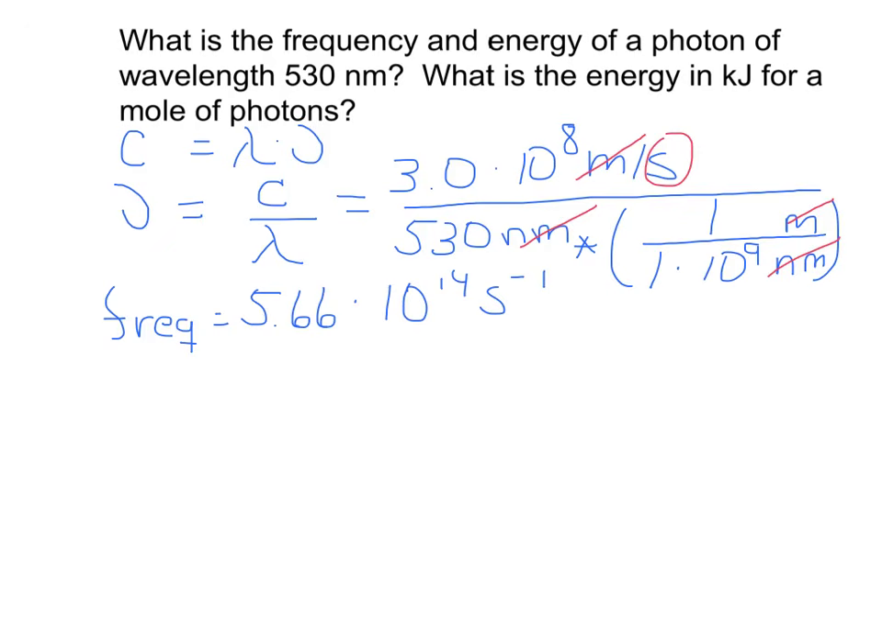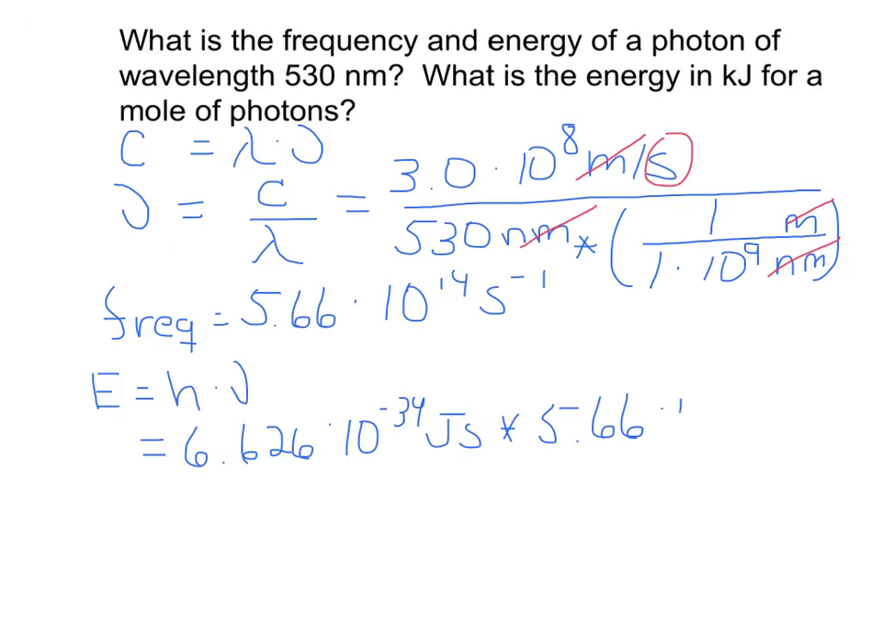The second question asks us to get the energy. Energy is equal to h times nu. H is Planck's constant, and that is 6.626 times 10 to the minus 34 joule seconds. And our frequency we already have from above, that's 5.66 times 10 to the 14th per second. Once again, let's look at our units. Seconds and per seconds cancel out, so we're left with units of joules, which is perfectly good for energy.